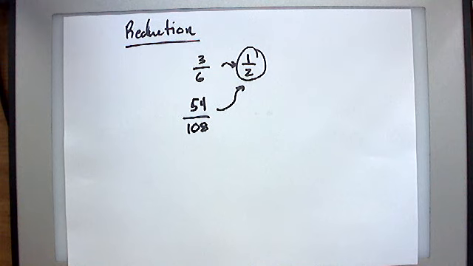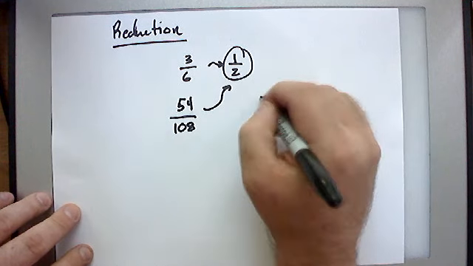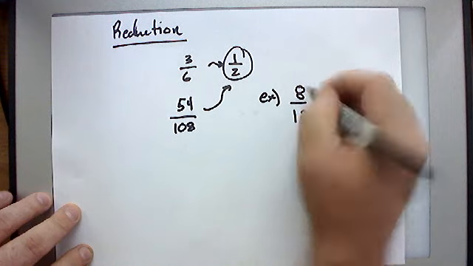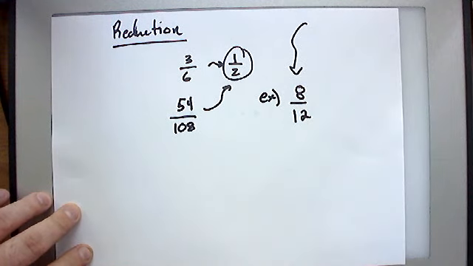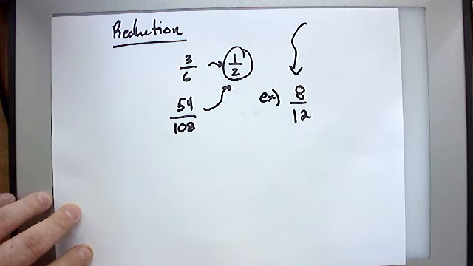It may not occur on every problem, but you're going to have to watch out for it. So let's start off with an example here. Let's say I gave you 8 out of 12. And that might be the answer you got from a bunch of other work, or maybe it's where they started and they asked you to reduce it. Give us the reduction. Simplify it.